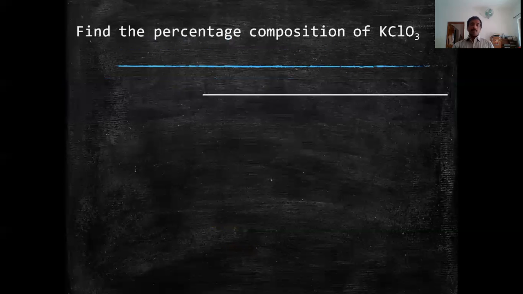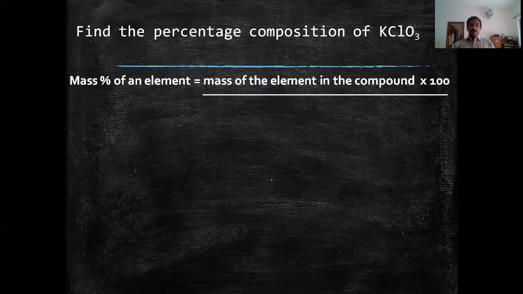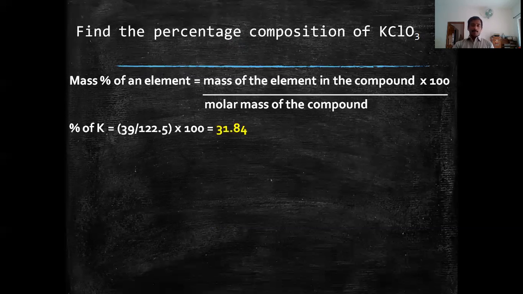For example, calculate the percentage composition of KClO3. Here we have to find the percentage of potassium, chlorine, and oxygen. To calculate the mass percentage of an element, the mass of the element in the compound is divided by the molar mass of the compound, into 100. Percentage of potassium, 39 by 122.5, that is the molecular mass of KClO3, into 100, 31.84. Percentage of chlorine, 35.5, the atomic mass of chlorine, divided by 122.5 into 100, 28.98. Here there is only one chlorine.